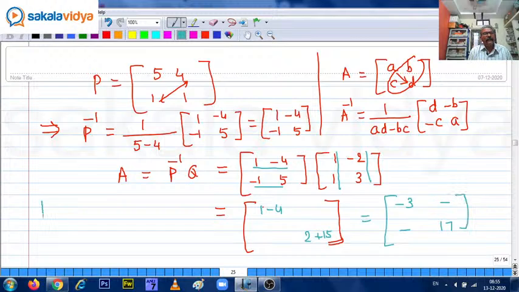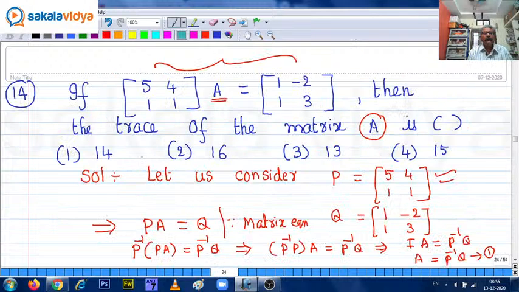So now the trace of A. Trace of A is equal to the sum of the principal diagonal elements, minus 3 plus 17. So the answer is 14. 14 is the answer. So the first option is the right option.